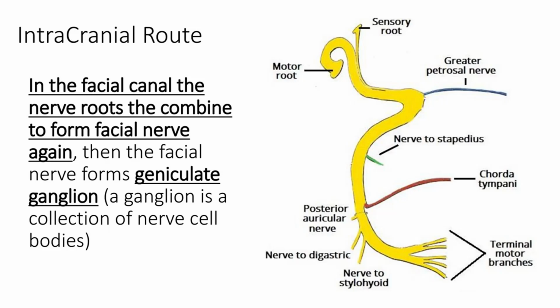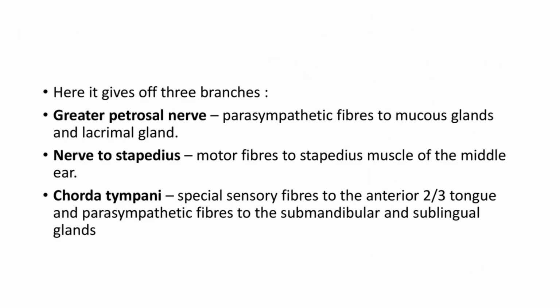And here the facial nerve forms a geniculate ganglion. A ganglion is a collection of nerve cell bodies. And it gives off three branches: the greater petrosal nerve, which carries parasympathetic fibers to the mucous glands and the lacrimal glands, meaning the mucous glands are basically secreting mucus, and the lacrimal glands are the tear glands.